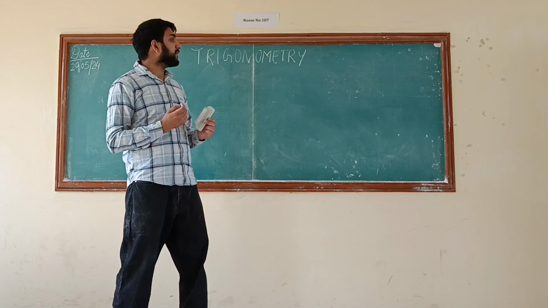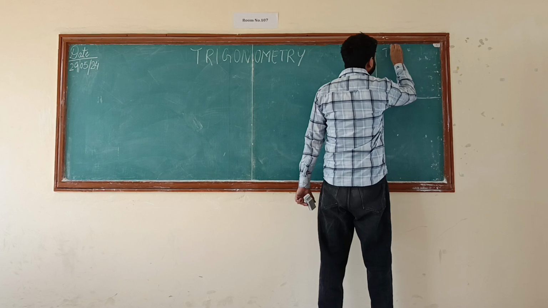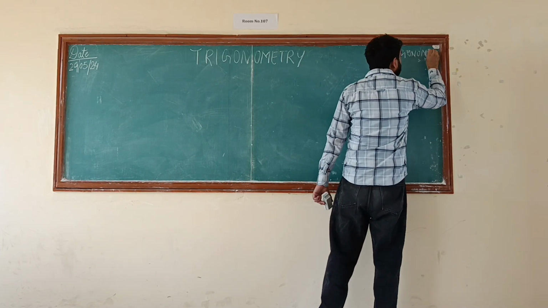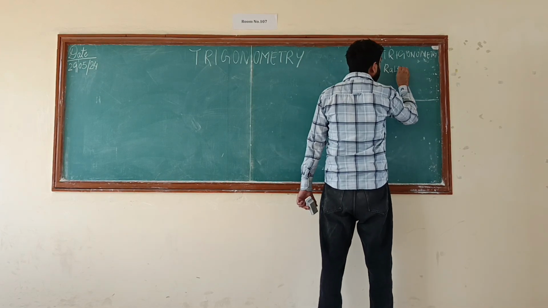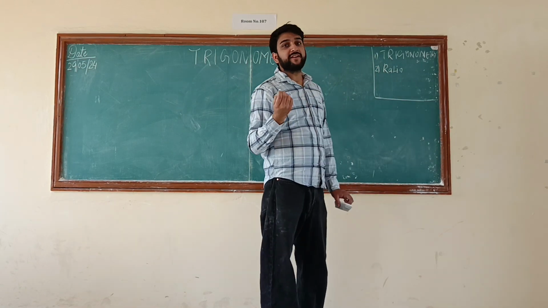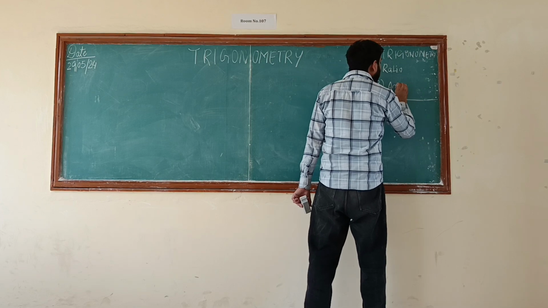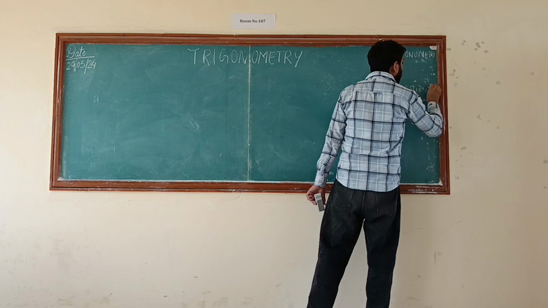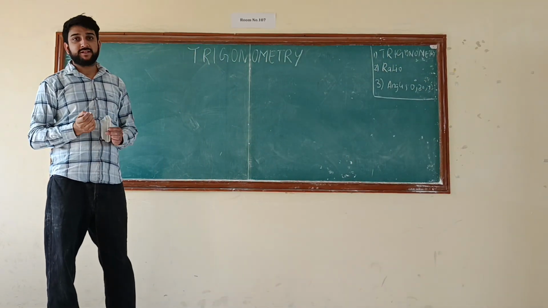So today we are going to learn about the basics of trigonometry and its trigonometric ratios and values of trigonometric ratios of some specific angles like 0 degree, 30 degree, 45 and so on. So let me tell you about trigonometry first.